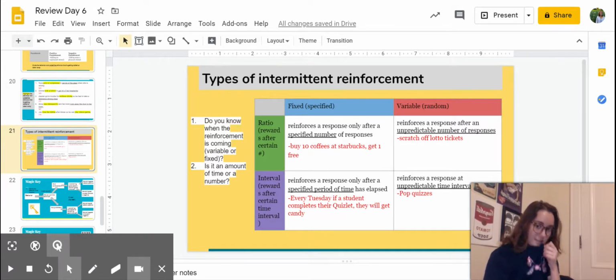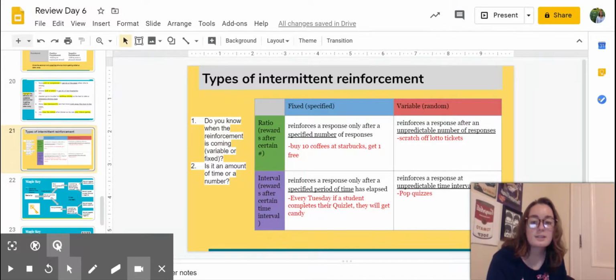And same thing with scratch-off lottery tickets. The lottery doesn't say, okay, every 4 days someone's going to win on their scratch-off. No. They put out a random number that are going to win, but it's not a set number that we know for sure, like every 5 out of 10 scratch-offs wins.